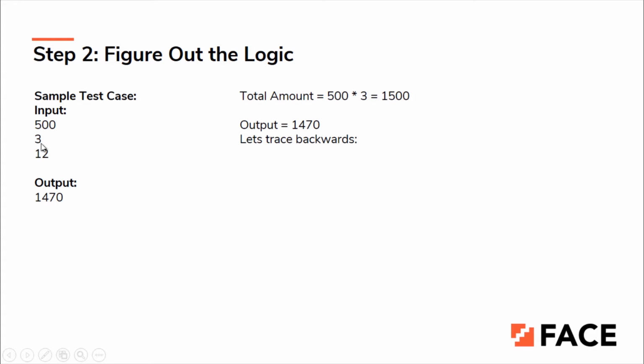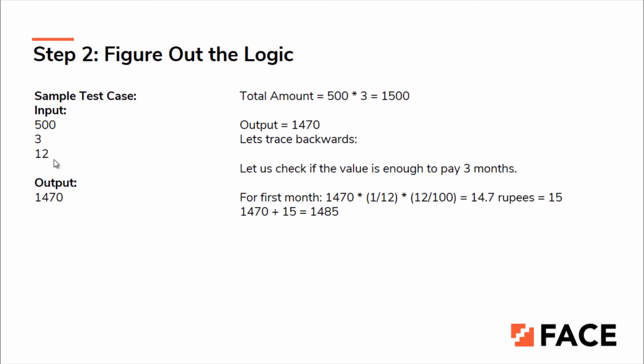But there is a clue that the bank is agreeing to pay 12% rate of interest over the amount that is being deposited. So, I'm going to go backwards and check if from 1470 it is possible for us to pay 500 every month for 3 months. So, for example, assume Dhaniram has deposited 1470. Let us check if the value is enough to pay for 3 months. So, first month, how much interest amount would be added to 1470? Let's try to figure out that part.